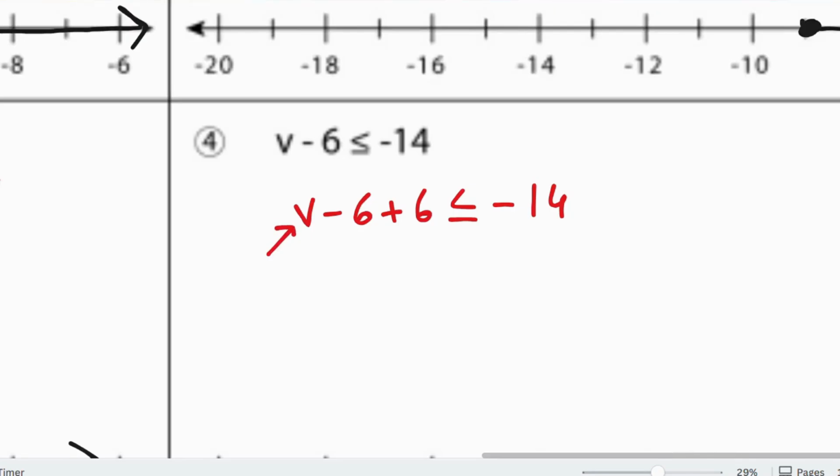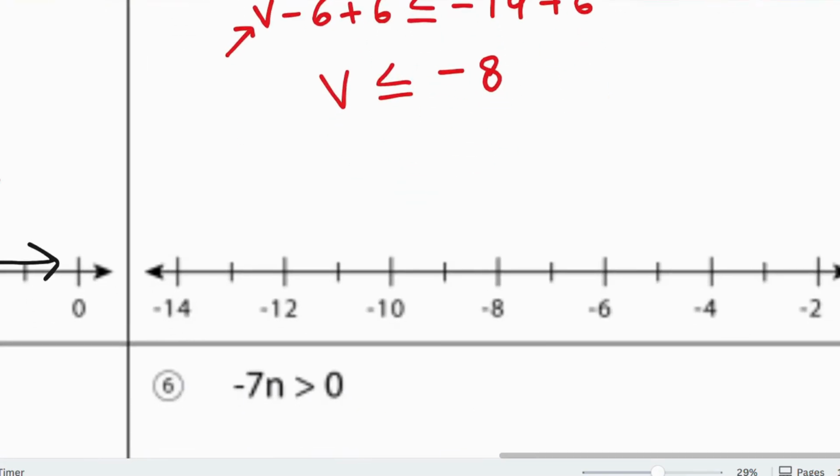So for this reason, I have to eliminate the other two values. So plus 6 on both sides. So v is less than or equivalent to minus 8. Understood? So for minus 8, as we can see here, I will just fill it from inside, and this is how the inequality should look like.